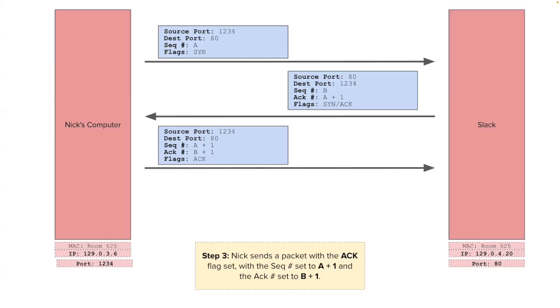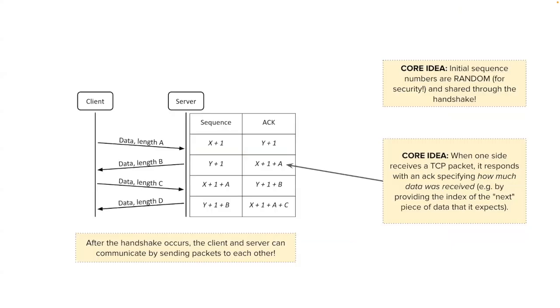And now Nick sends a packet with the ACK flag set, right? Which means you got this ACK. And then the sequence number is set to A plus 1 and the ACK is set to B plus 1, right? And that's the important part, that these two random numbers, A and B, are now being incremented by 1, right? So if we carry on, this is the core idea of TCP. It relies on the fact that the client and the server both have 16-bit random numbers, and each of them sends the other's random number plus 1, right?